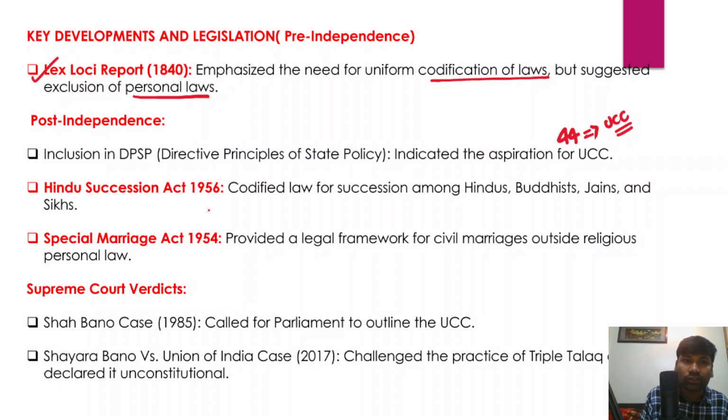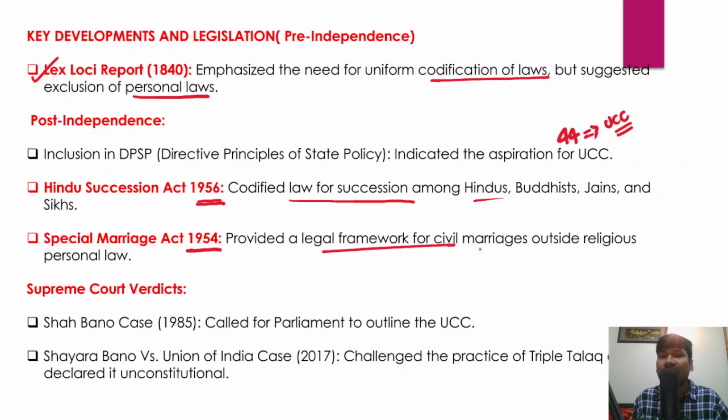And similarly, the Hindu Succession Act of 1956 has been passed. As per the Hindu Succession Act of 1956, it has codified the law of succession among certain religious communities such as Hindus, Buddhists, Jains and Sikhs. And similarly, the Special Marriage Act of 1954 has been passed, and the Special Marriage Act has provided a legal framework for civil marriages outside religious personal law.